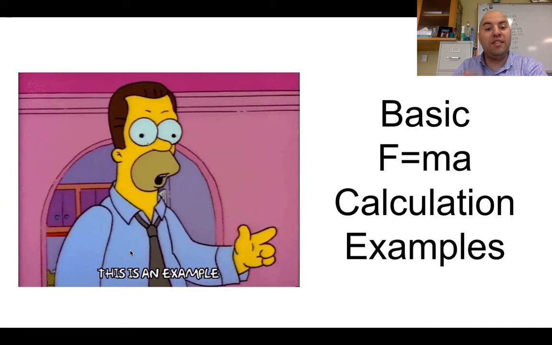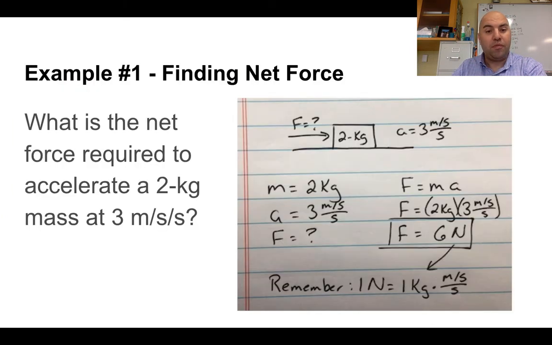All right, so let's do 3 examples really fast, and then we'll be good to go. All right, so here's the first one. If I want to find the net force, well, the question is, what's the net force required to accelerate a 2 kilogram mass at 3 meters per second every second? Well, I've got this 2 kilogram mass. It's going to accelerate at 3 meters per second every second. What's our force? Well, I know that if I have mass and I have acceleration and I'm looking for force, I can set up the equation to be force equals mass times acceleration. So the net force is going to be 2 kilograms times 3 meters per second squared gives us 6 newtons.